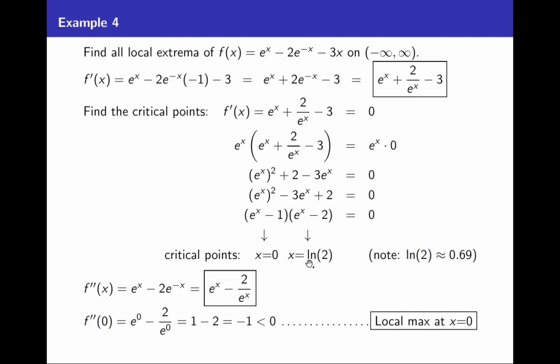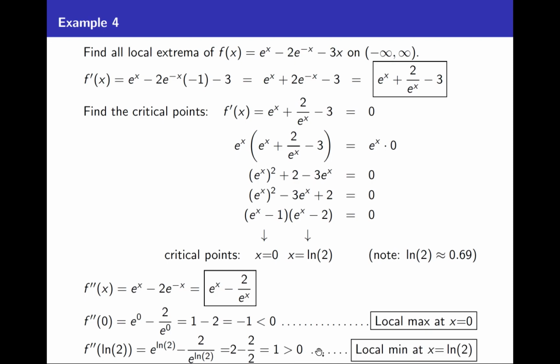Now let's next look at ln of 2. We've got to plug ln of 2 into f double prime. Plugging it in here, that's e to the ln 2 minus 2 over e to the ln 2. Well, e to the ln 2 equals 2, so this gives us 2 minus 2 over 2, which is 1, and that's greater than 0, which means you have a local minimum at this critical point of ln of 2.